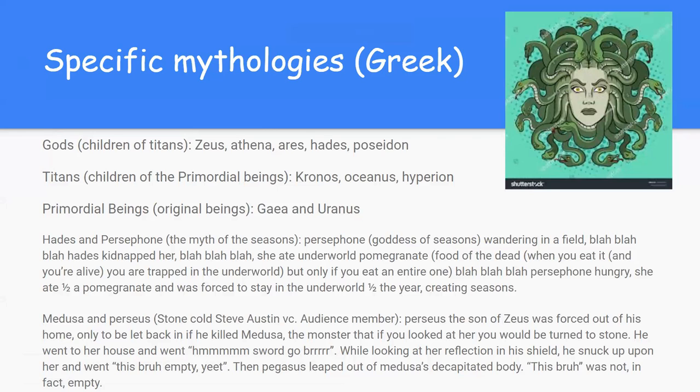Right now, we're going to try to do a little bit of a summary of some of the big 3 mythologies, and we all did a little bit of research. We're going to talk about more of their specific elements in detail later on, but for now, I think it's important that we explain a couple of things about the big mythologies that people care about. So there's gods, children of the Titans, and there's a lot more than just these ones: Zeus, Athena, Ares, Hades, Poseidon. There's the Titans, the children of the primordial beings. Also, there's more of these, but Kronos, Oceanus. Primordial beings are the original ones, Gaia and Uranus.